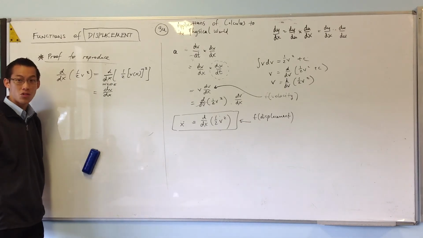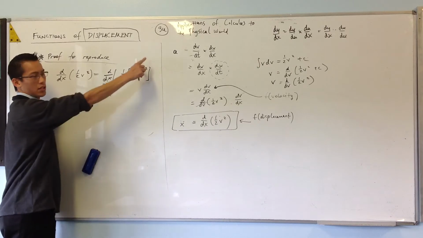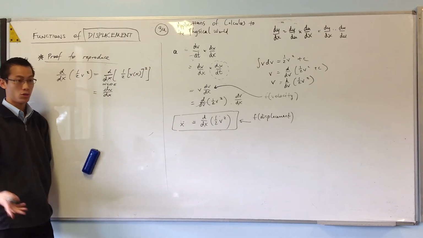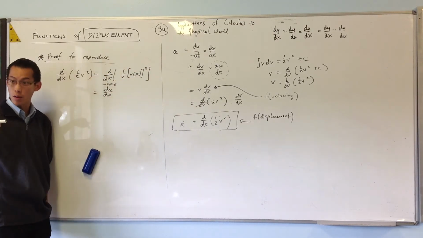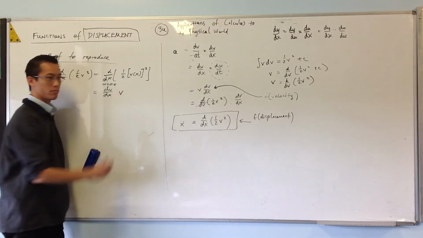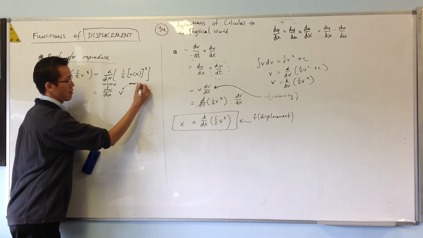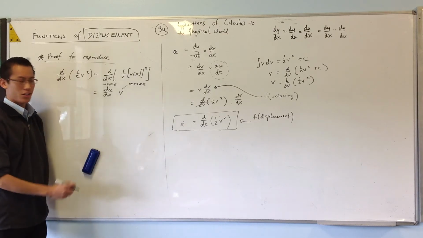Then, when you want to do the rest of it, you have to do the outside function, which is half of something squared, so that's just a regular old polynomial. So you do what you do to all polynomials. You bring the power out the front, and then you reduce the power by 1. So that lands you back at v. That's the outside. So far, so good?